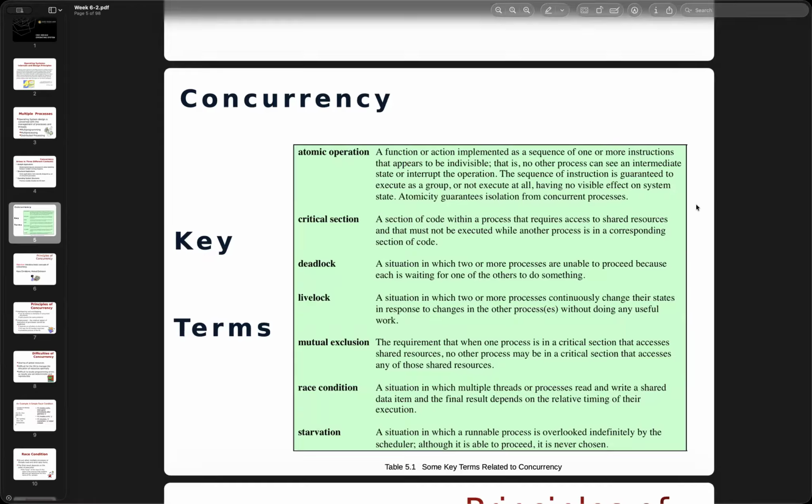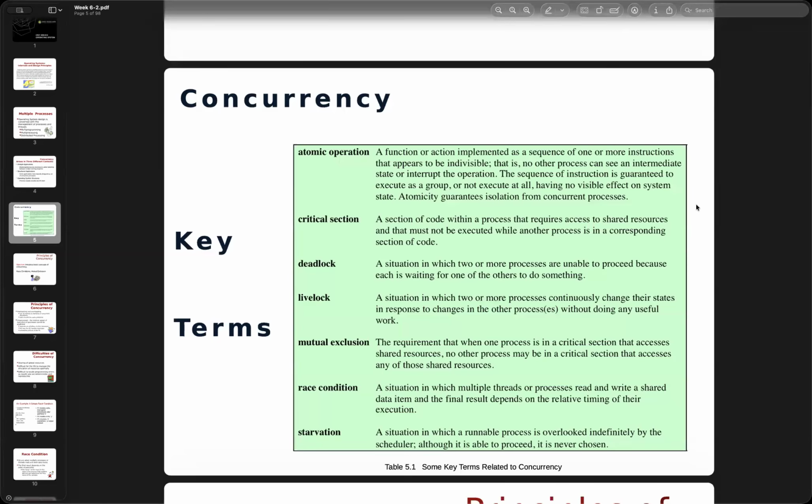And also we talk about the race condition. A race condition is a situation in which multiple threads or processes read and write shared data items, and the final result depends on the relative timing of their execution. It's called a race condition. So they might be waiting, right?